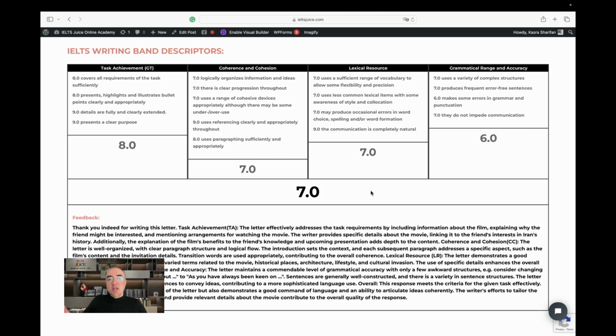All in all, this is a 7, but it can get 7.5. So it's at the borderline between 7 and 7.5. Maybe with a little bit more touch on coherence and cohesion, and of course, not making mistakes in grammar, it could easily get a 7.5.